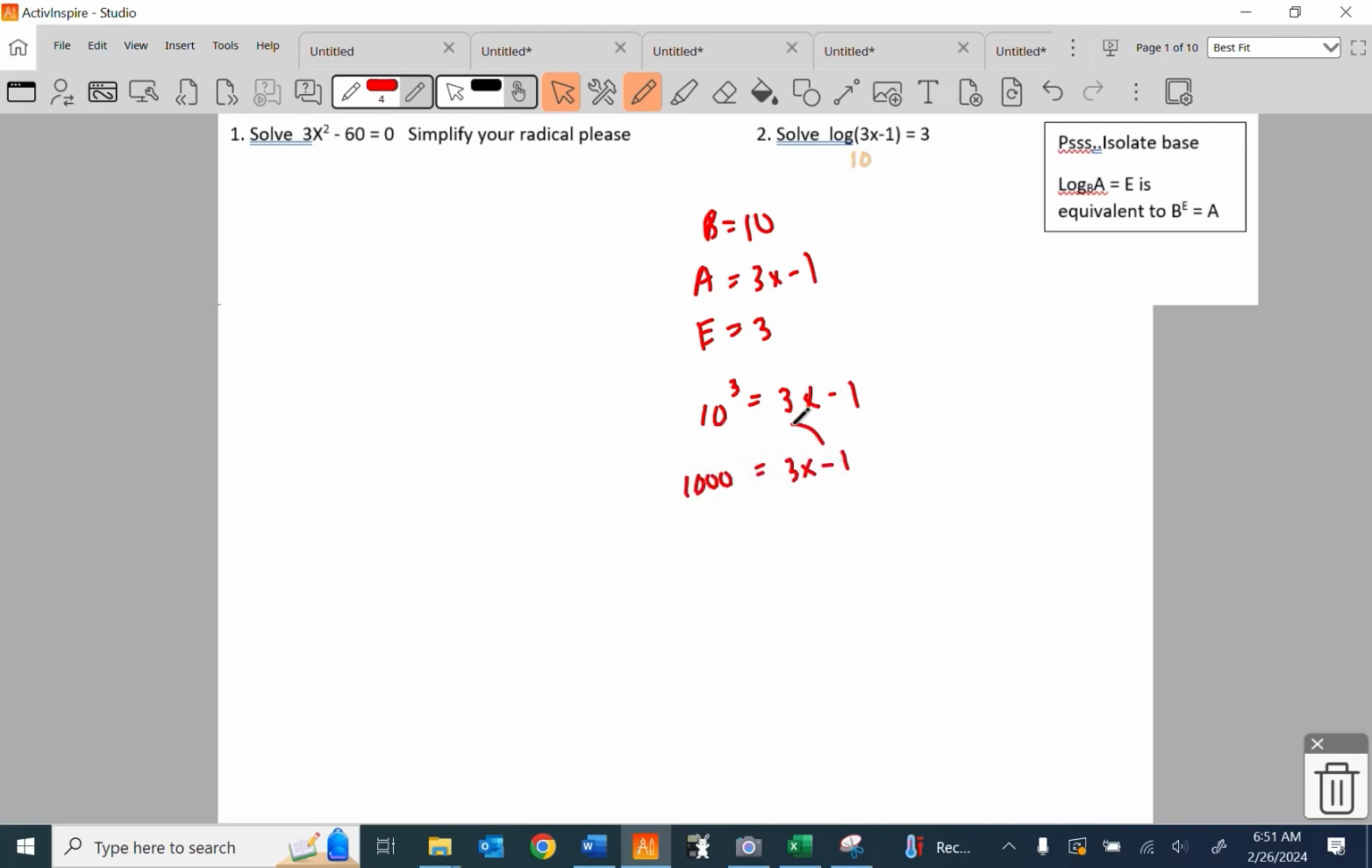We're going to do 2 steps. We're going to add 1: 1,001 equals 3x. We're going to divide by 3. So x is simply 1,001 over 3. And please, no decimals. Just leave it.